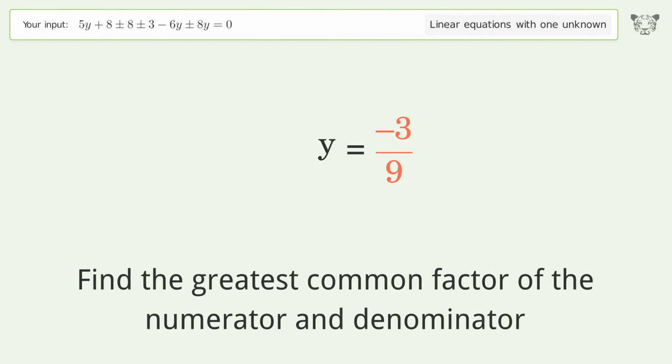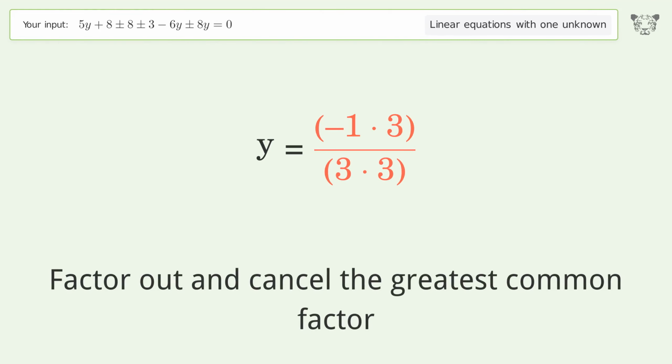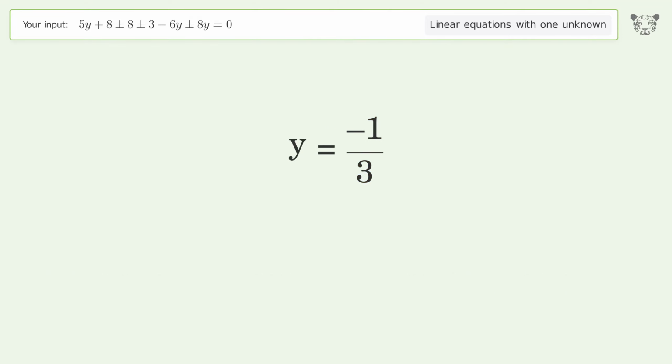Find the greatest common factor of the numerator and denominator. Factor out and cancel the greatest common factor. And so the final result is y equals -1/3.